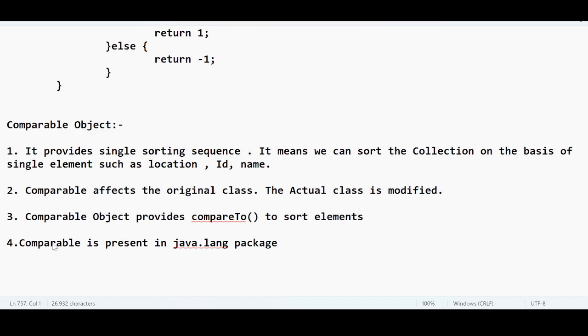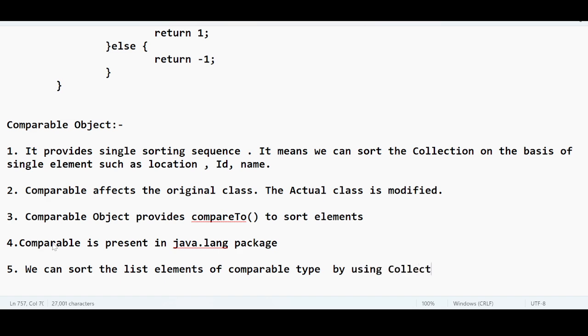Okay. So last point, we can sort the elements of comparable type by using the Collections.sort method. So in this method, we need to pass a list object.